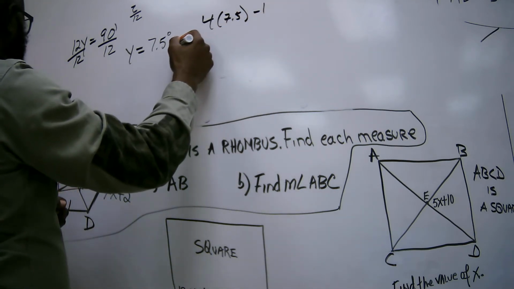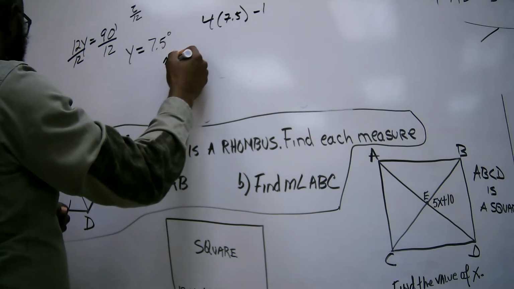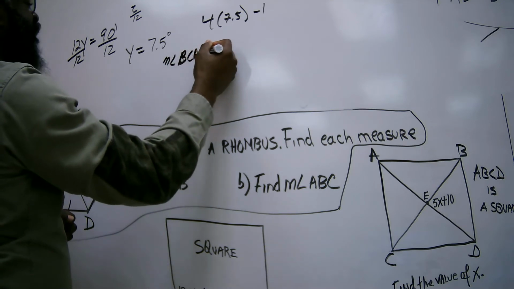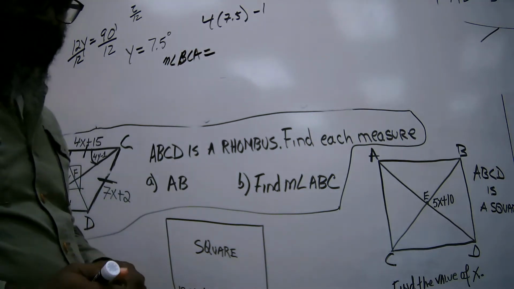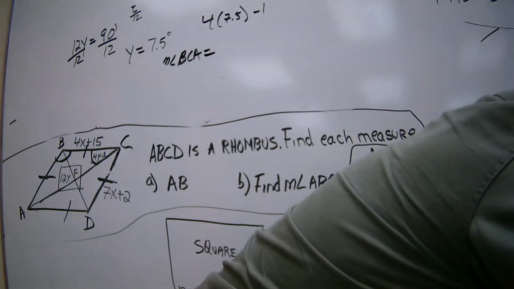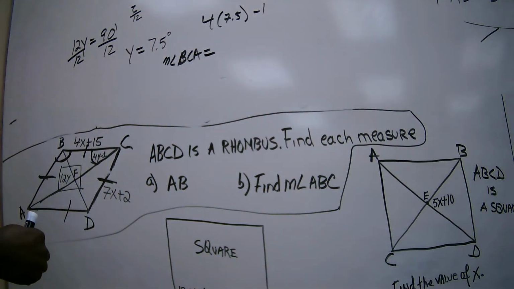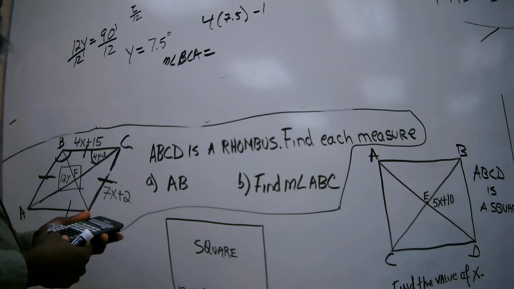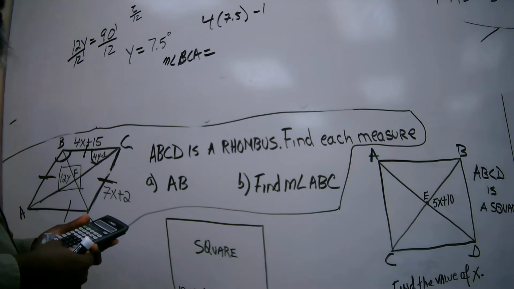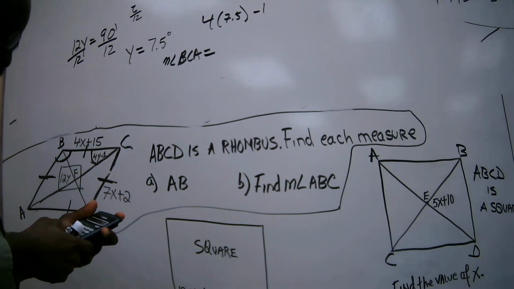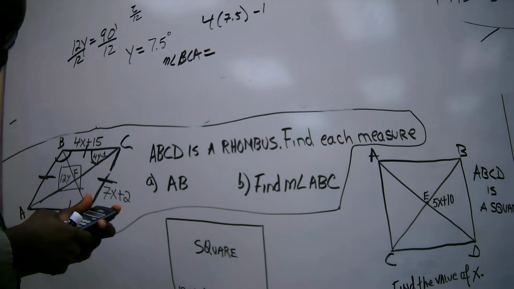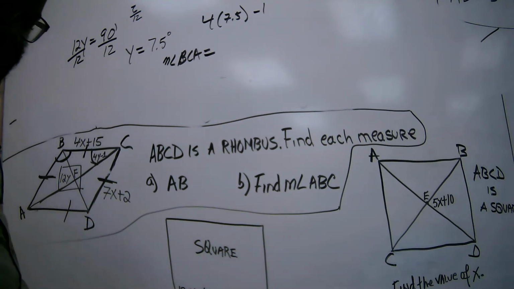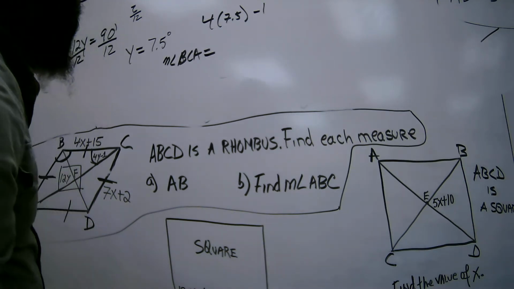That will give you the measure of angle BCA. I really need a calculator. My brain is not sharp today. 4 times 7.5 is 30, minus 1 is 29. Let me double check. 7.5 times 4 is 30, minus 1 is 29. Alright, this angle is 29 degrees.